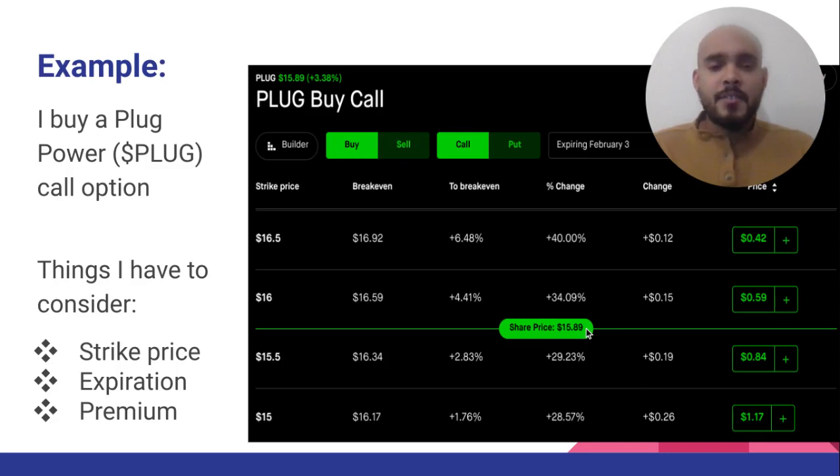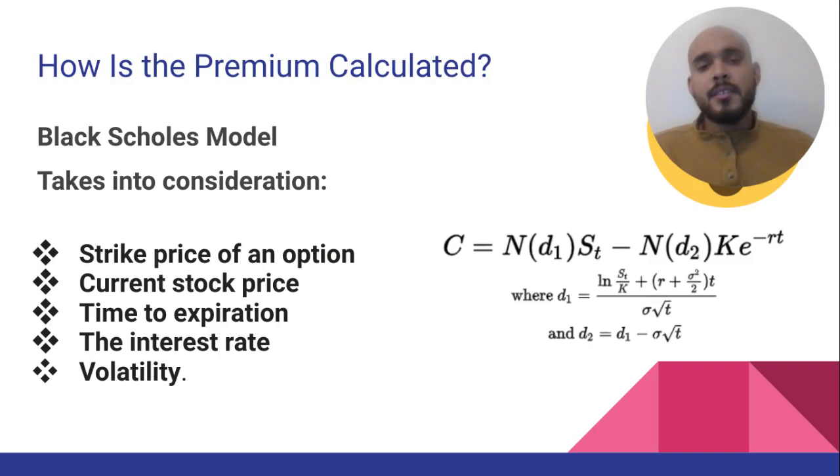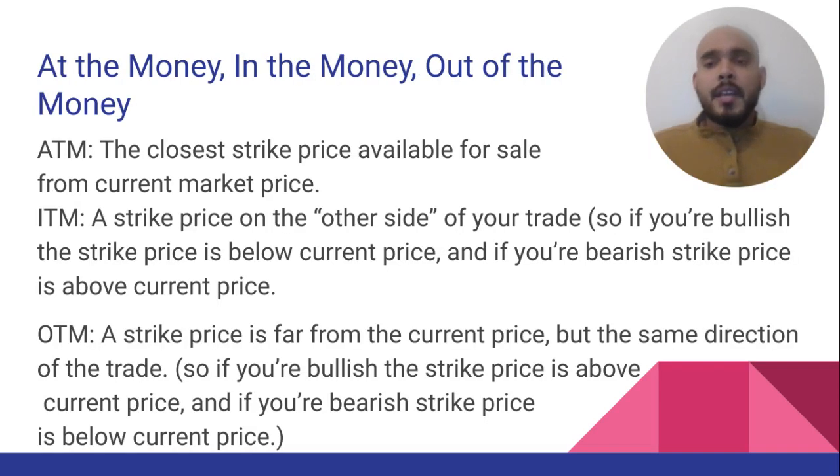If the price is at $15.89, our at the money is $16 or $15.50. These are in increments of 50 cents based on how much this stock tends to move. Bigger stocks have bigger gaps between the strike prices. At the money are the closest ones to the actual price of the stock. In the money is a strike price on the other side of your trade.